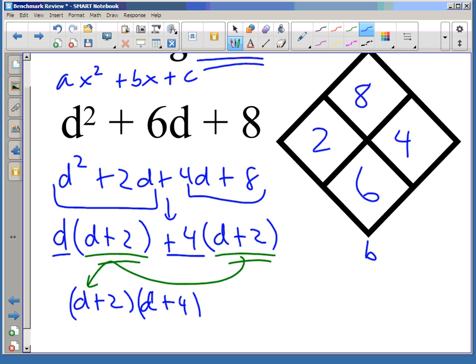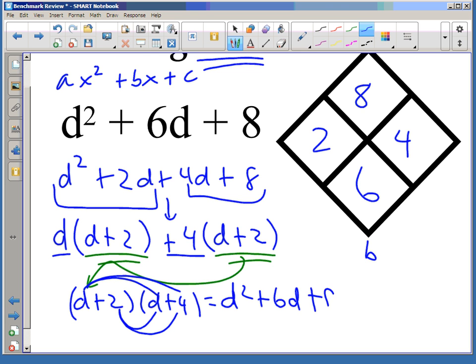And if you want, and you should, you can multiply this out and verify that you've done the math correctly. D times d, d squared, d times 4 is 4d, plus 2d for the outer and the inner, the middle terms. That adds up to 6d, and then last times last, 2 times 4 is 8, and that should match up with what we started with, and it does. So that's the long way to do it.